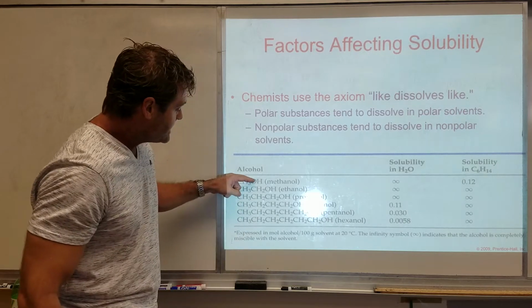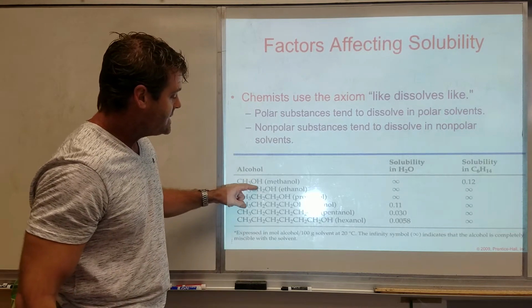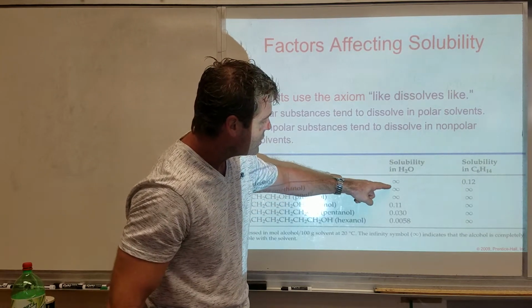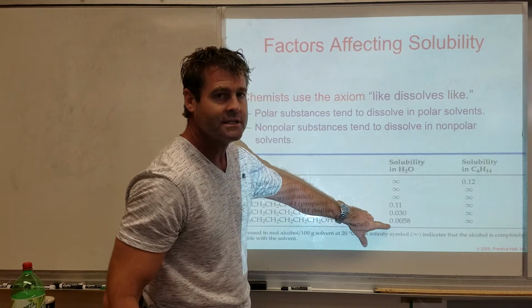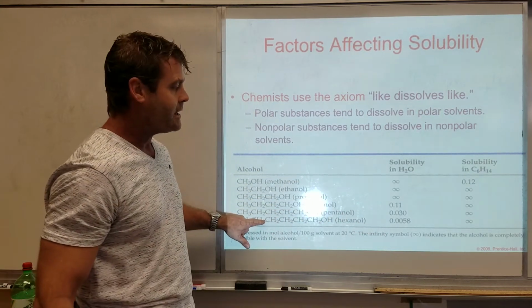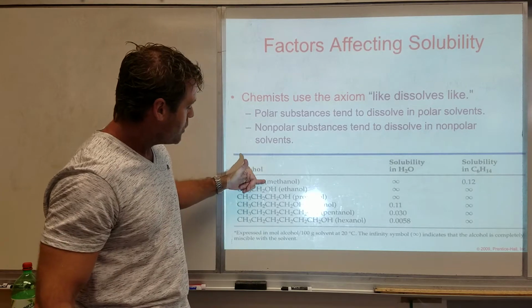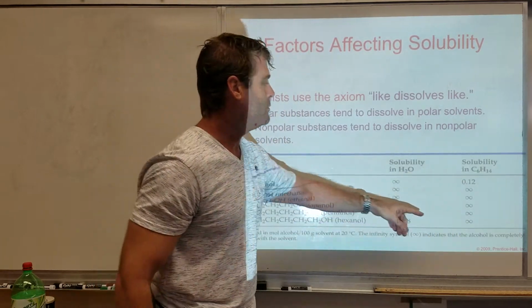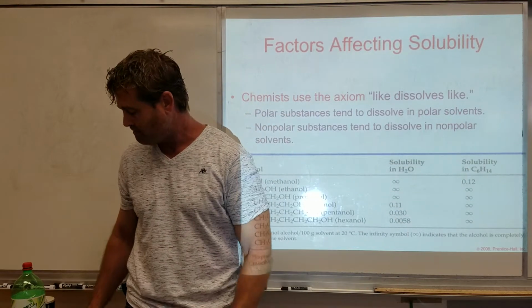And so as the alcohol size increases, it becomes less and less polar, and therefore what happens? Its solubility in water decreases more and more as the non-polar component begins to dominate that compound. And then the more non-polar it gets, you might expect the more soluble it would be in a non-polar compound like hexane.